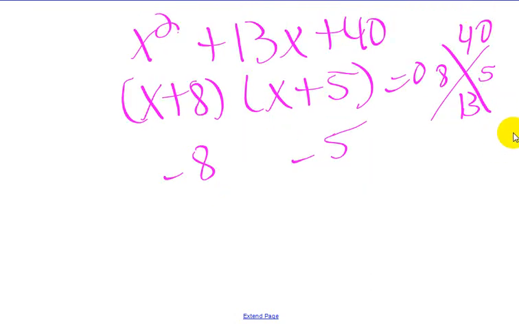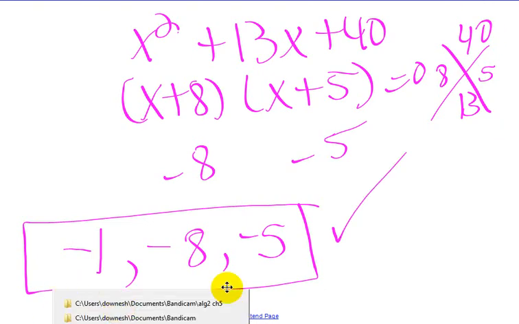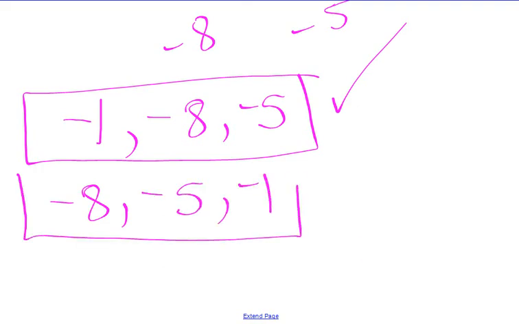So our first root was negative 1, and our other roots are negative 8 and negative 5. So when they ask for all of the possible roots, this is our answer. Okay, and you might want to put them in order from least to greatest. So it would be negative 8, negative 5, and negative 1. Okay, and that's probably how it would be on the test answer choices. Okay, and that's how you do these.